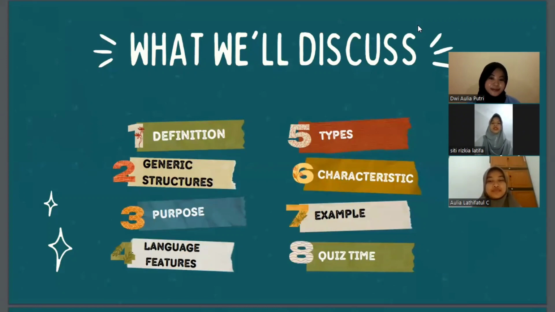So what we'll discuss today is, first, the definition of explanation text. The next are generic structures, purpose, language features, types, characteristics, examples, and the last is quiz time.